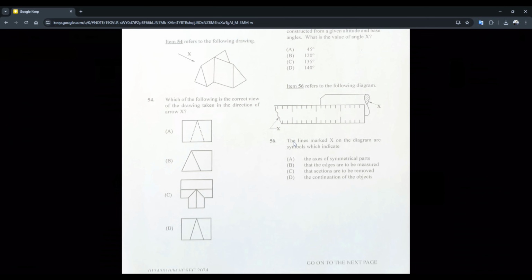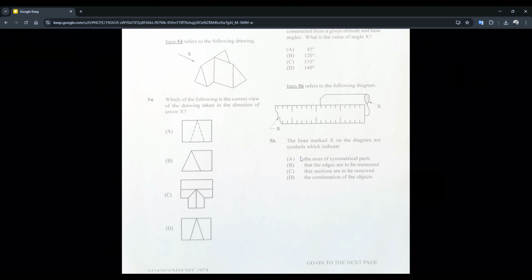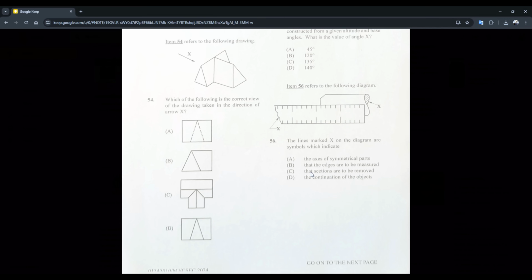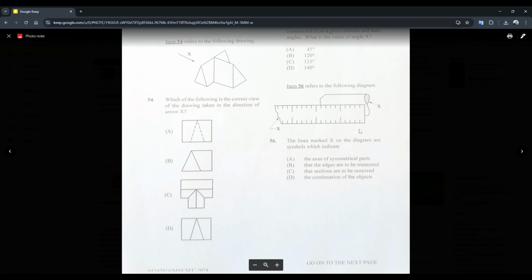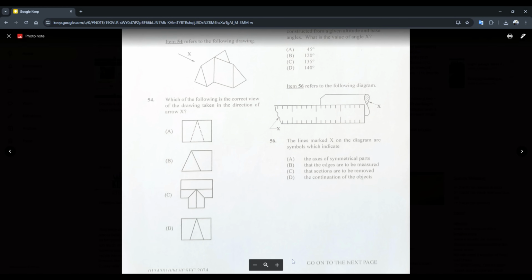Number 56, the lines marked X on the diagram are symbols which indicate, right, so this is one line marked X. This is the second line marked X, right? Axes of symmetrical parts, edges are to be measured, sections are to be removed. D, the continuation of objects. We had a similar question earlier, right? The continuation of objects, D.